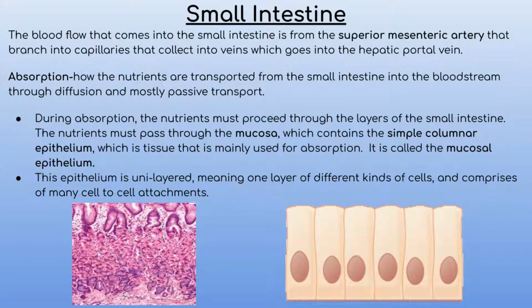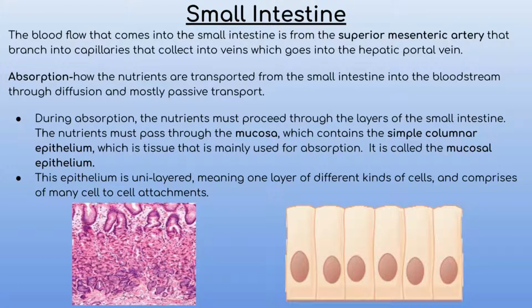Now, the small intestine receives blood from a plethora of places, but they all branch out mainly from the superior mesenteric artery. The hepatic vein also collects all of the nutrients from the small intestine and sends them to the liver to be processed. So, in the small intestine, nutrients need to be absorbed so they can be used for cells all over the body. Absorption happens through diffusion, which is high to low concentration of things through certain membranes.